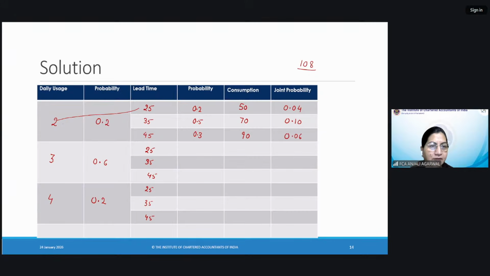Now let's say 3 tons consumption, 25 days. 3 tons for 25 days is consumption of 75. 3 tons for 35 days is 3 into 35, 105. Okay, this is 3 into 35. 3 into 45, 135.